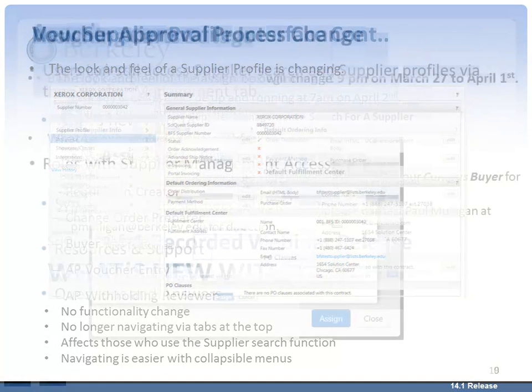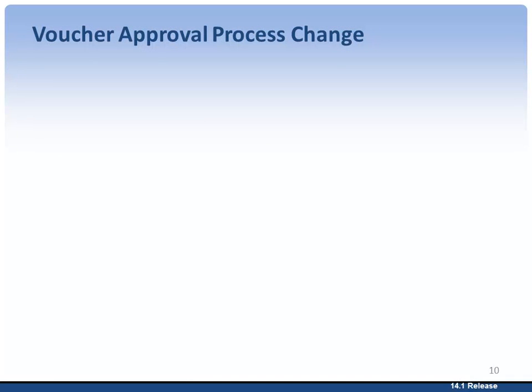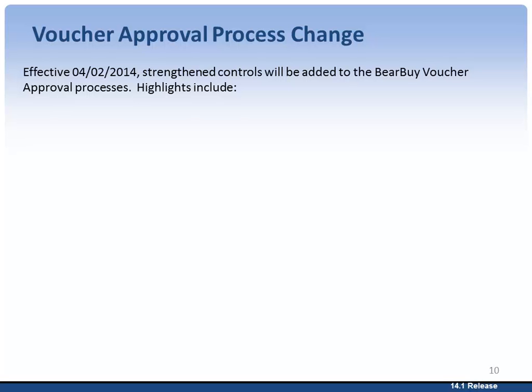Something else that's changing is the voucher approval process. Effective April 2nd, strengthened controls will be added to the BearBuy voucher approval process. The highlights include voucher approvers will no longer be able to place a voucher in reject status. In other words, the reject option in the available actions drop-down menu will be removed.